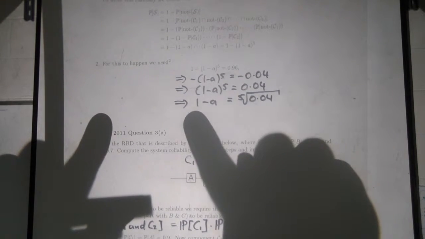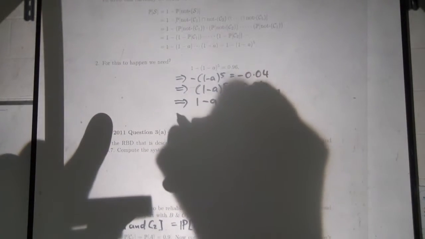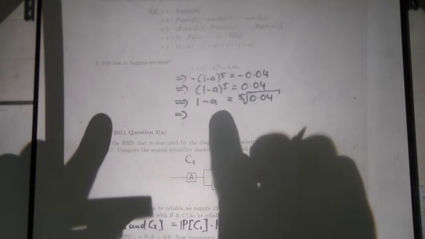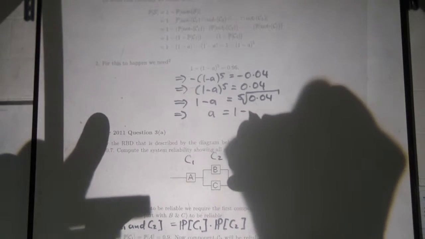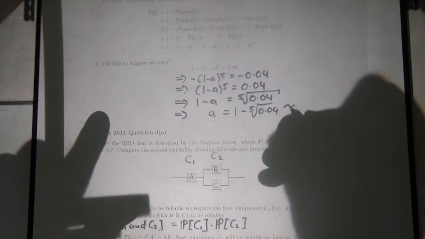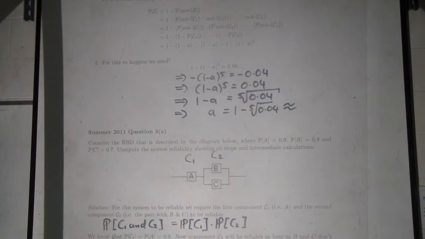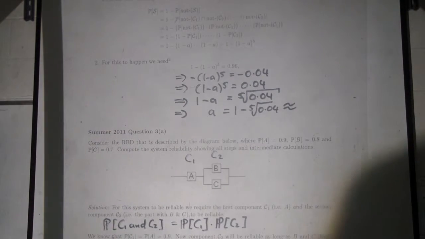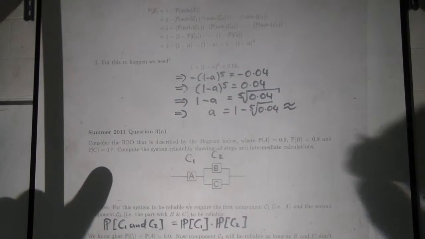And now you've handled this already. Take the 1 from both sides, and also multiply by minus 1. So you're going to end up with, if you do it carefully, A is equal to 1 minus the fifth root of 0.04. Should be only approximately equal. 1 minus the fifth root of 0.04. Doesn't have to be that good. 0.4747.